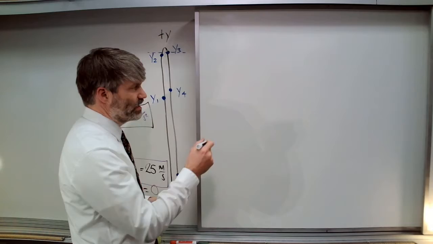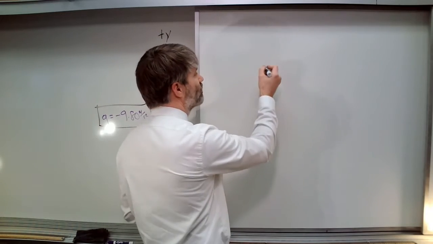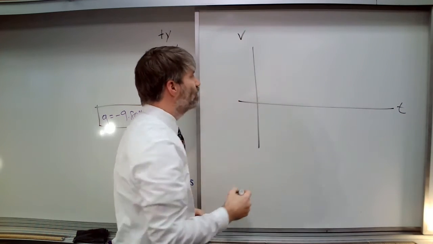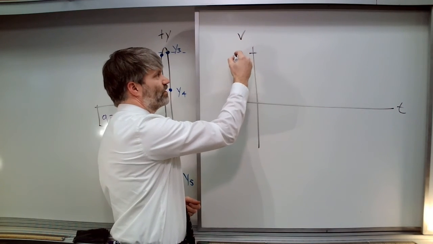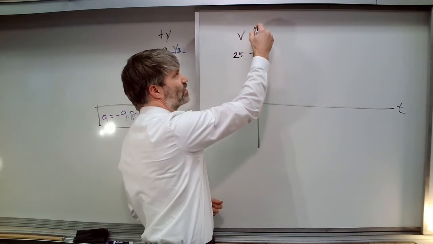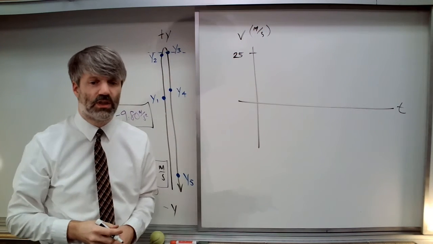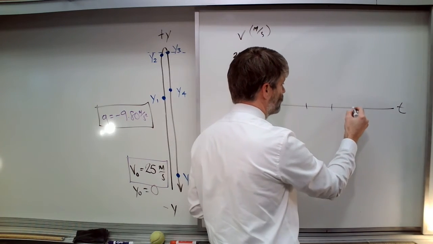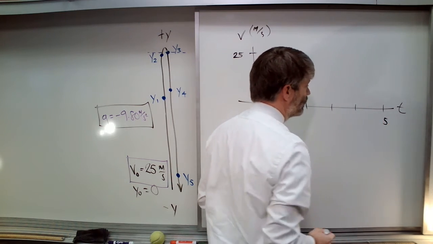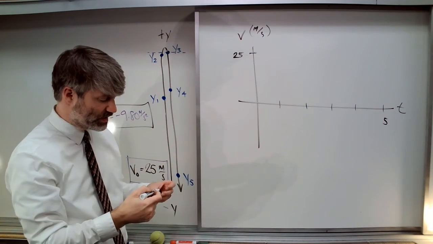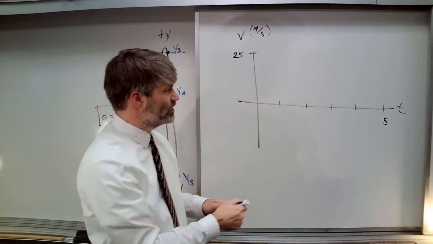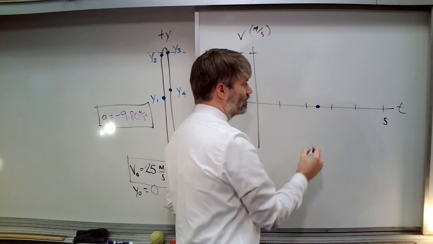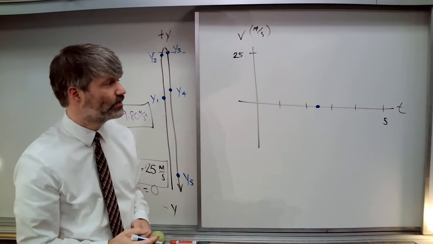So if we make a velocity versus time graph for this, with positive 25 meters per second right there, there's my 5th second. What we see is that at some point between 2 and 3 seconds, some point there, the velocity has to be 0.